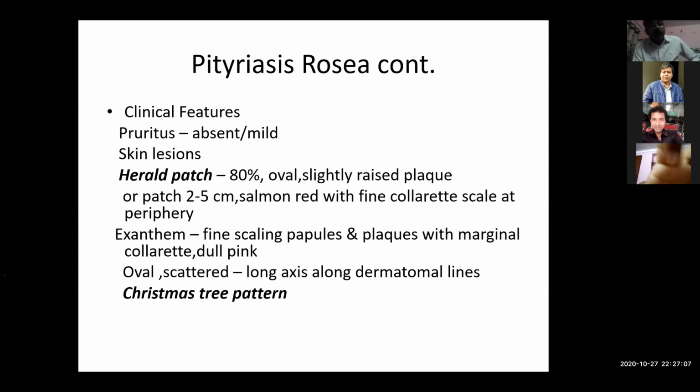Salmon red, the description in our skin, is reddish or slightly dull reddish, with the most important feature being a fine collarette scale. The oval plaque at its side can demonstrate fine scale. This is called collarette scale. Exanthematous lesions may also be present. That is, scaling papules and plaques may be present, dull pink in color. They may be scattered along the long axis of the dermatological lines.